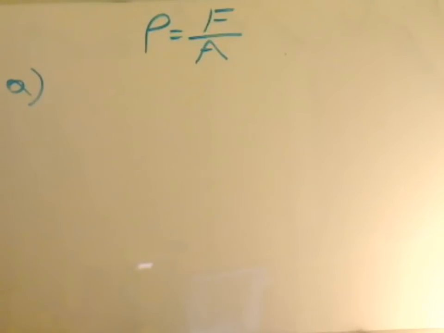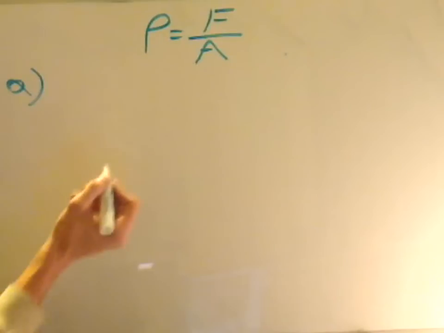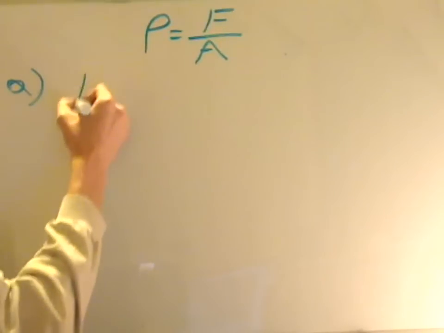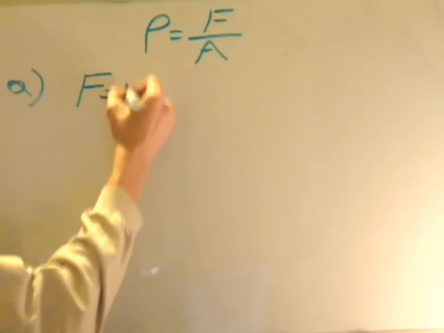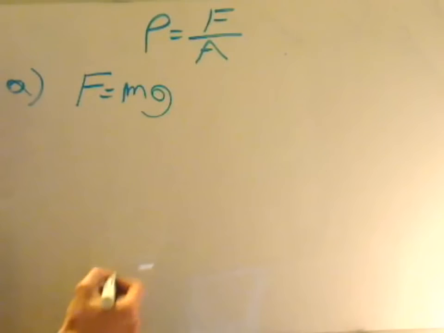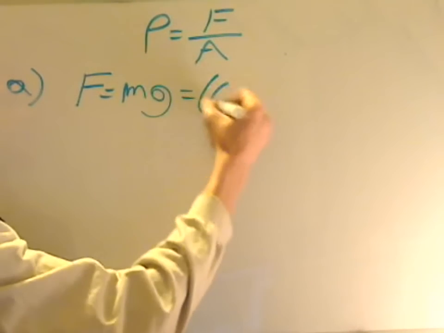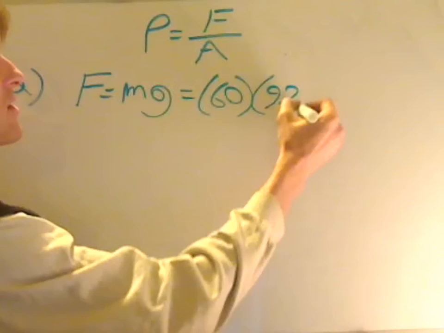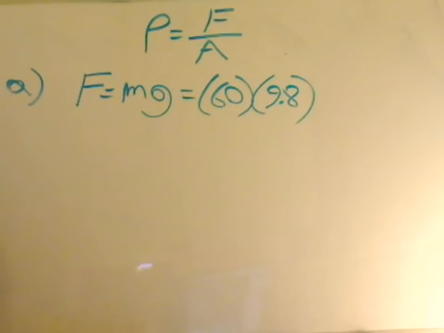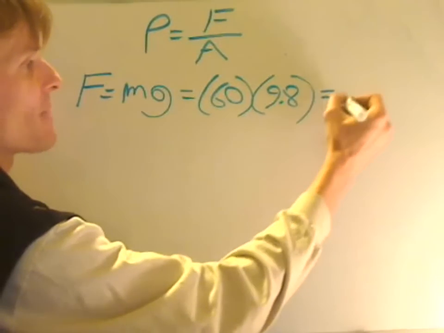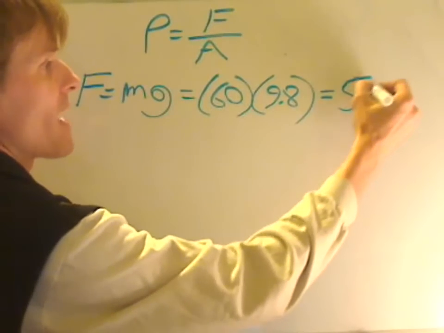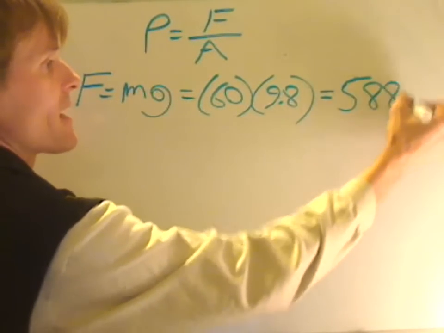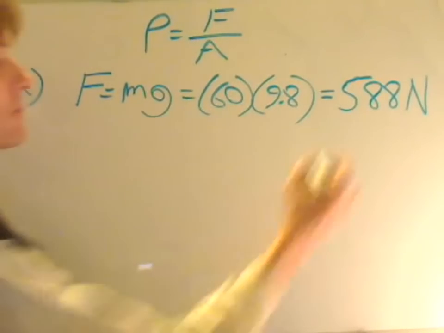In other words, what we have here is the entire weight of this person on that nail. So the force applied by that nail is equal to this person's weight. So that force is the mass times g, and that's 60 kilograms times 9.8 meters per second squared. And that gives you a weight, or a force applied by the nail, of 588 newtons.